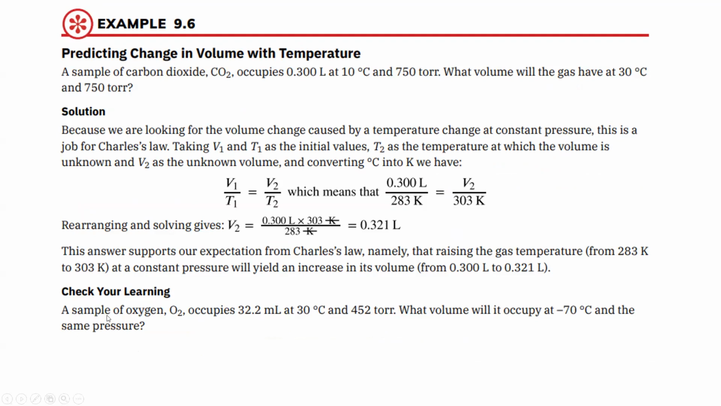Then with the Check Your Learning one, if you want to practice that one again, go ahead and do so, but it's going to be kind of the same idea. A sample of oxygen at 32.2 milliliters, 30 degrees Celsius, and 452 torr. We want to figure out what the new volume is going to be if it has a temperature of negative 70 degrees Celsius and the same pressure. So again, this 452 torr is kind of just extra info. We don't need it. So this will be our left-hand side, our V1 and T1. We'll have 32.2 milliliters.